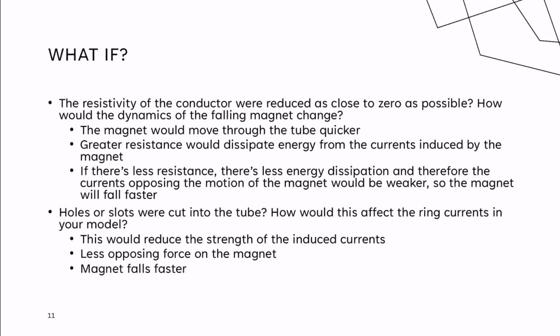And similarly, if there are holes or slots in the tube, this would reduce the strength of the induced currents, and there'd be less opposing force on the magnet, so it would fall faster.